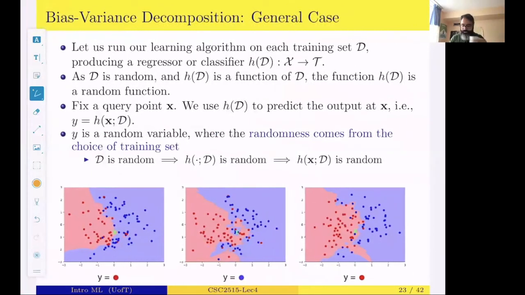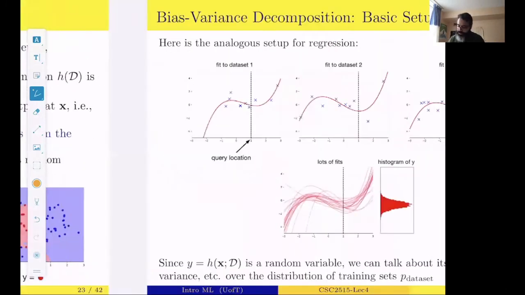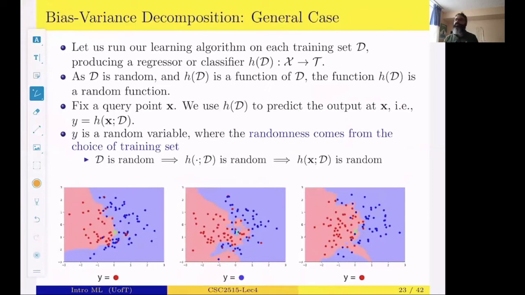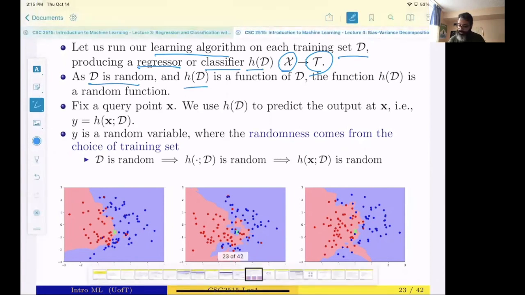Okay, so this slide summarizes what I described in the previous one, so I will go through it quickly. Let us run our learning algorithm on each training set D, producing a regressor or classifier, H_D. Given fixed D, H_D is a function from input to output or targets. So D is random, and H of D, which is a function of D, is also random.